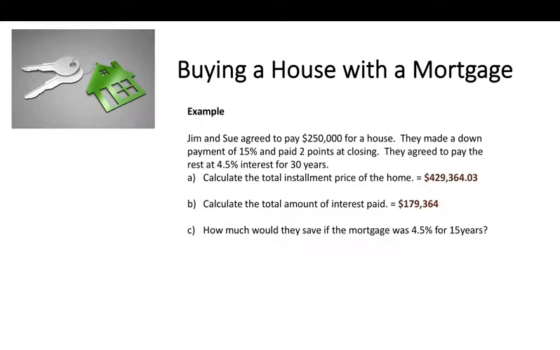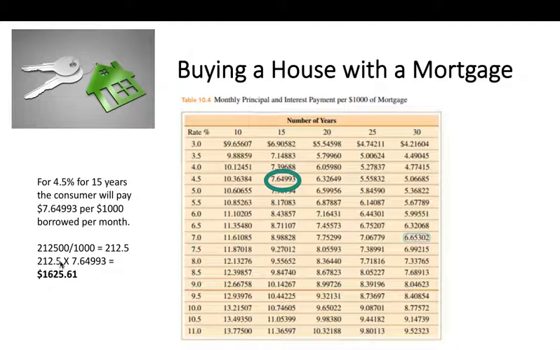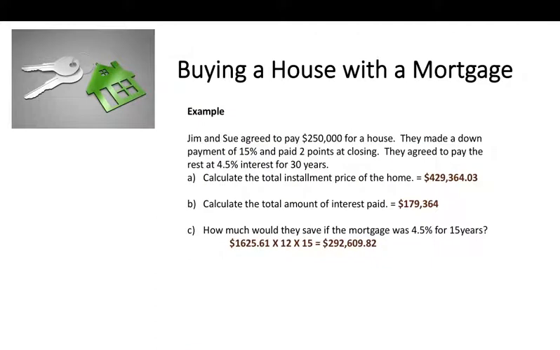Okay, well, how much could we save if we go with a 15-year mortgage instead? All right, we're still borrowing the same amount of money, $212,500. But now it's 15 years instead of 30 years. So it's 4.5% for 15 years, and the figure we want is 7.64993. We're going to multiply that number times 212.5, and this is the mortgage payment every month. So $1,625.61 is what they're paying each month for their mortgage.